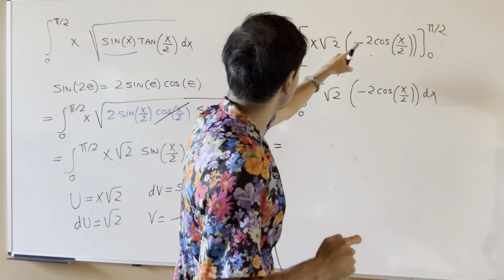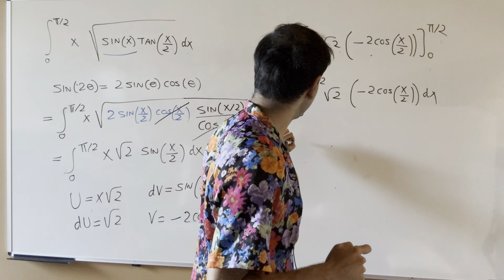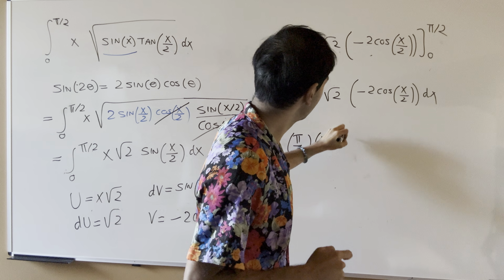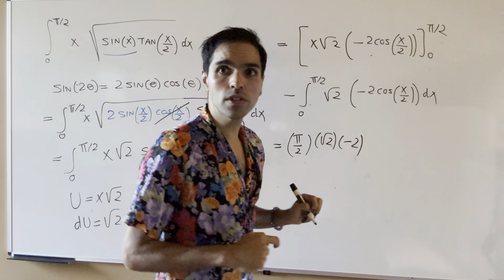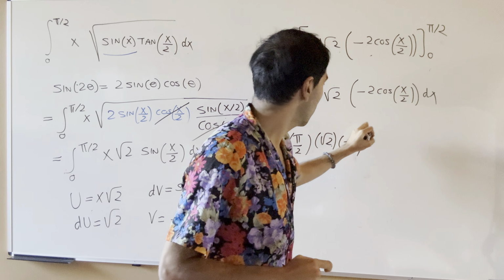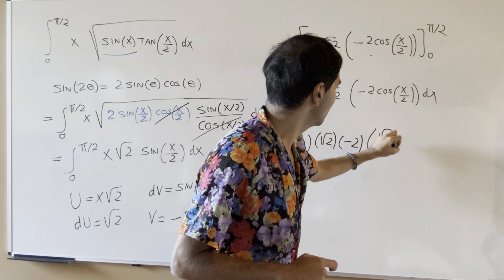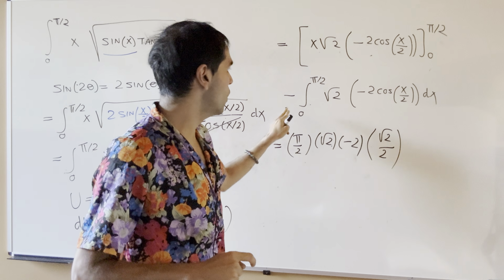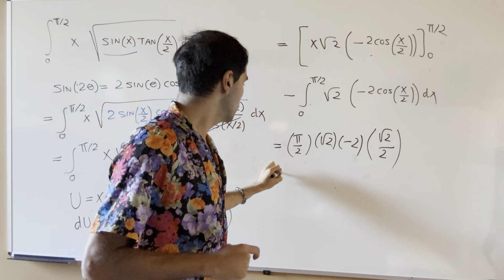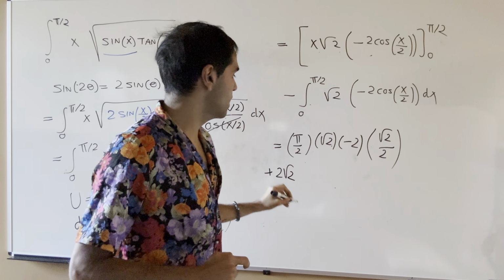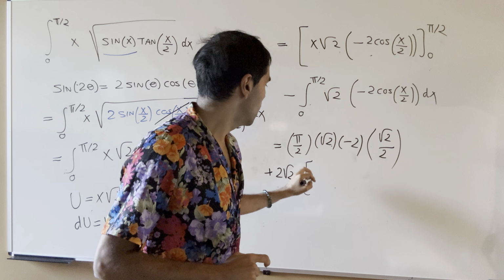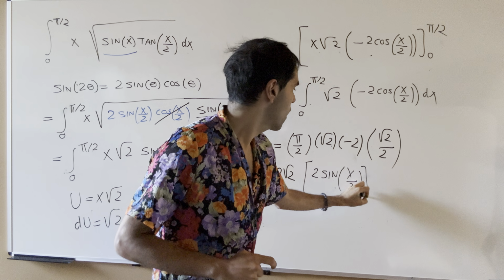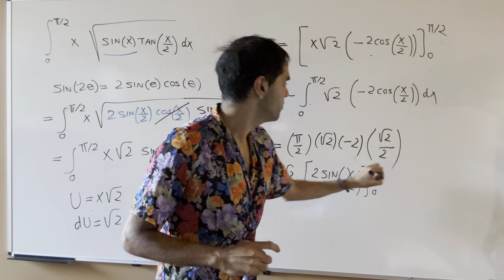So this becomes pi over 2, and then square root of 2, and then minus 2 cosine of pi over 4, that is pi over 2 times square root of 2 over 2. That's one thing, and then we get minus 0, and then plus 2 square root of 2, and then the antiderivative here is 2 sine of x over 2 from 0 to pi over 2.